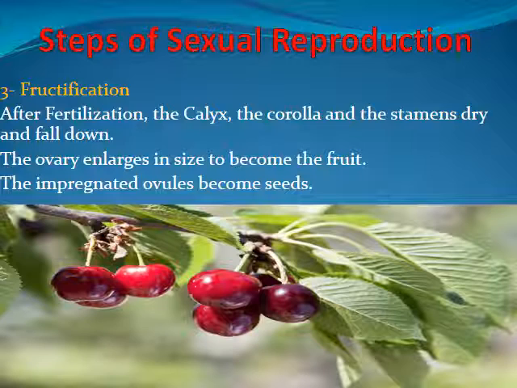After fertilization, the calyx. What is the calyx? Yes, Shahid. Definition of calyx. What is calyx? The sum of sepals. Sepals. What is the sum of petals called? Corolla. Excellent. After fertilization, the calyx, the corolla, and the stamens dry and fall down. The ovary enlarges in size to become the fruit, while the impregnated ovules become what? They become the seeds.